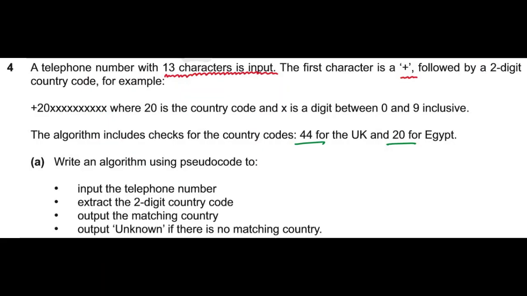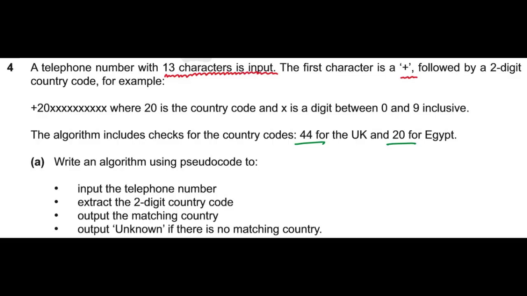Question number 4. A telephone number with 13 characters is input. The first character is a plus followed by a 2-digit country code, for example, and the example is given. So write an algorithm using pseudocode to input the telephone number. As soon as you read this line, you need to realize that we need to declare a variable that is going to store the telephone number that is going to be input by the user. Alright, so that is the first requirement.